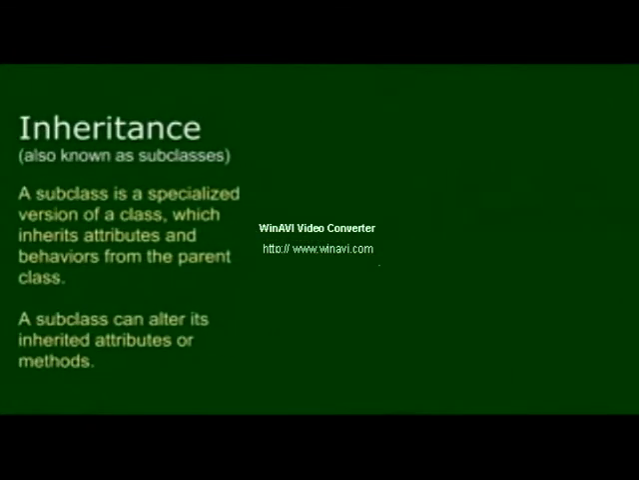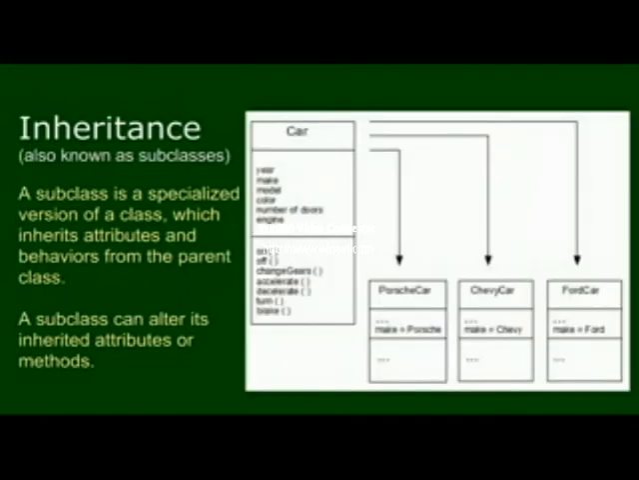Inheritance, also known as subclasses, are specialized versions of a class, which inherit attributes and behaviors from the parent class. For example, the class car might have subclasses called Porsche car, Chevy car, and Ford car. Because subclasses inherit properties and methods of the parent class, the software engineer only has to write the code for them once. A subclass can alter its inherited attributes or methods. In our example, the Porsche car class would specify that the default make is Porsche.